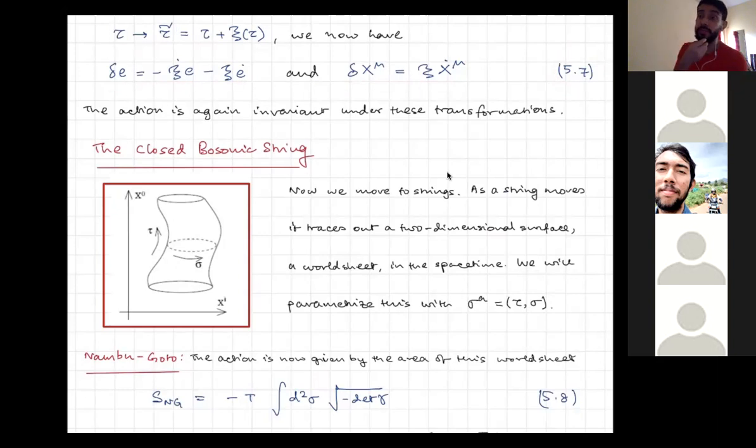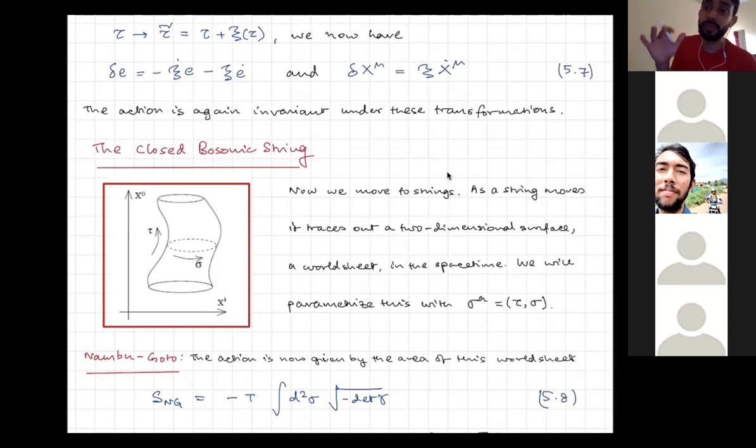And we are going to use a very similar thing for the string as well. So let me just lay this down to you, and we will go through it again next time around in more detail. Now, what do we want to do? We want to move to strings. So from point particles, now we have moved to strings, and we will take closed strings. Strings can be open or closed. Here we are going to be looking at closed strings.